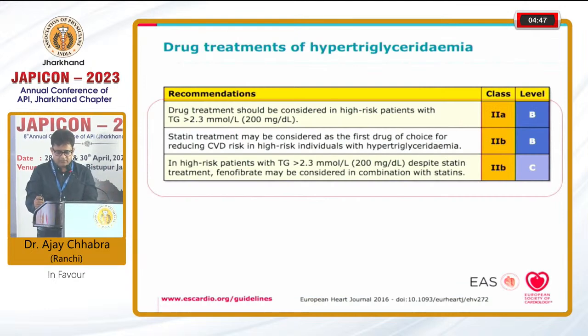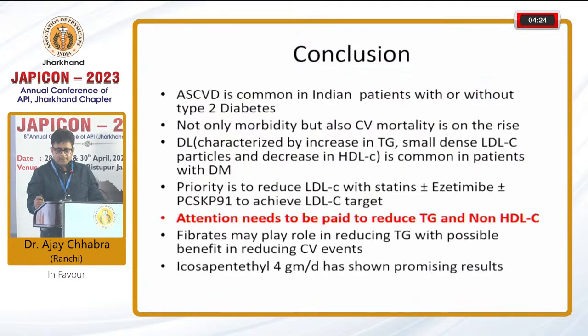These are the recommendations from the European Society of Cardiology, which clearly state that drug treatment should be considered in high-risk patients with triglyceride of more than 200. This is a class 2A recommendation, level B. And it clearly states that in high-risk patients with triglyceride of more than 200, despite statin treatment, fenofibrate may be considered in combination with statins. Just to conclude, ASCVD is common in Indian patients with or without type 2 diabetes.